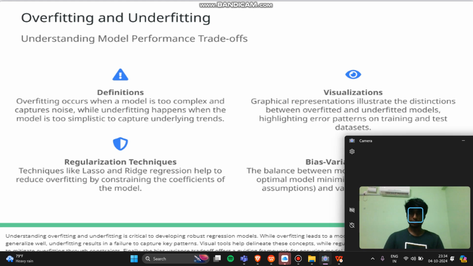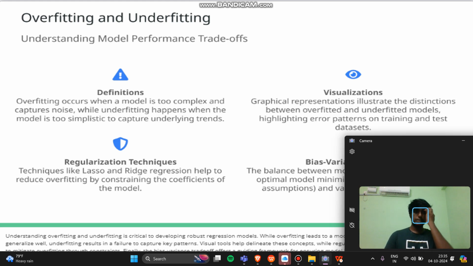Overfitting and underfitting. Understanding model performance trade-offs. There are four topics basically: the definitions of overfitting and underfitting, visualization, regularization techniques, and bias and variance. Definition: overfitting occurs when a model is too complex and captures noise, while underfitting happens when the model is too simplistic. If I take an example like software, if it is too complex, then overfitting may occur, and if it is too simple or does not acquire the required requirements, then it will be underfitting.